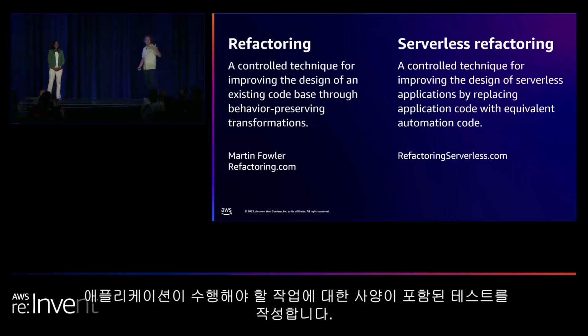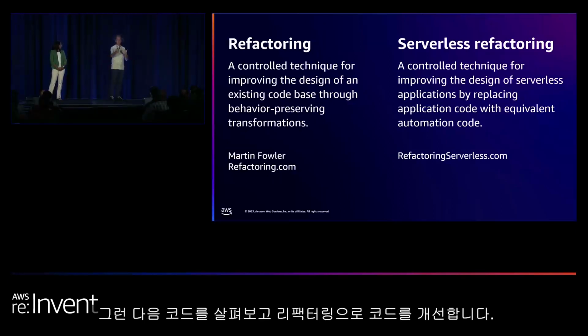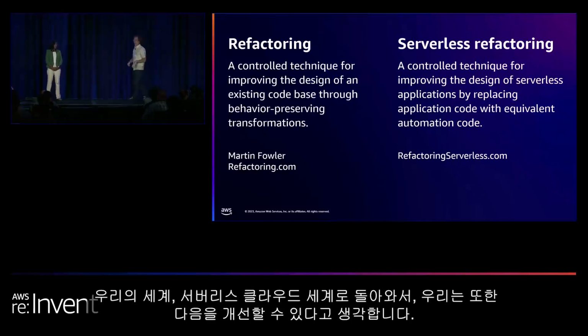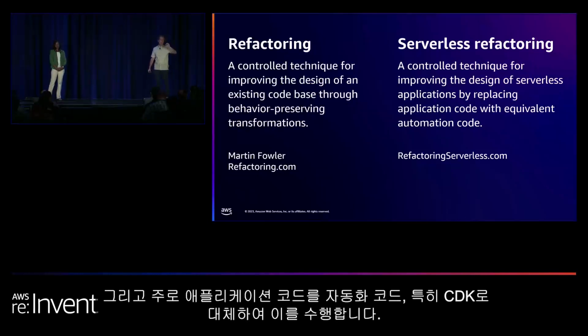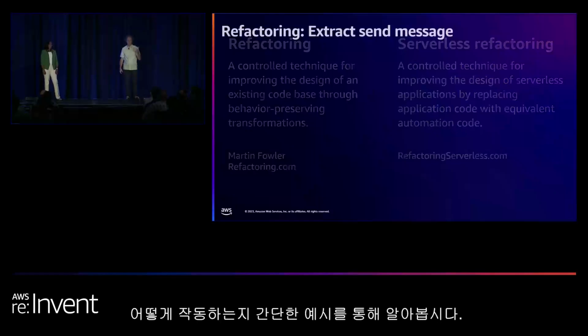You write a test with a specification of what your application should do. You haven't implemented that yet, so the test will be red. Then you implement the function, it goes green, and then you look at your code and you improve your code as a refactoring, and you do this in a continuous cycle. So a lot of development tools support this. Coming back to our world, the serverless cloud world, we also feel that we can improve the structure of our application without changing the functionality, and we do that mainly by replacing application code with automation code, specifically CDK code. How that works, we best show with a simple example.